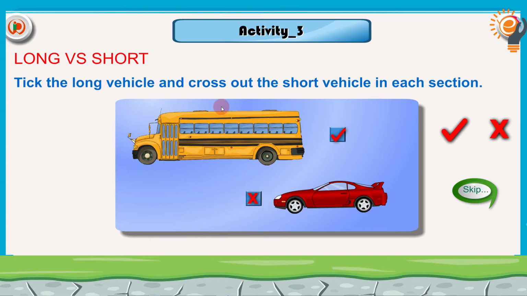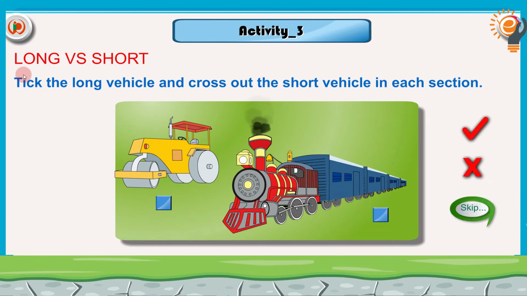So for these two vehicles, the longer vehicle is the school bus and the shorter vehicle is the car. Now we will go for the next one. Longer versus short. Tick the long vehicle and cross out the short vehicle in each section. So in this picture also we have to tick the longer vehicle and cross the short vehicle.